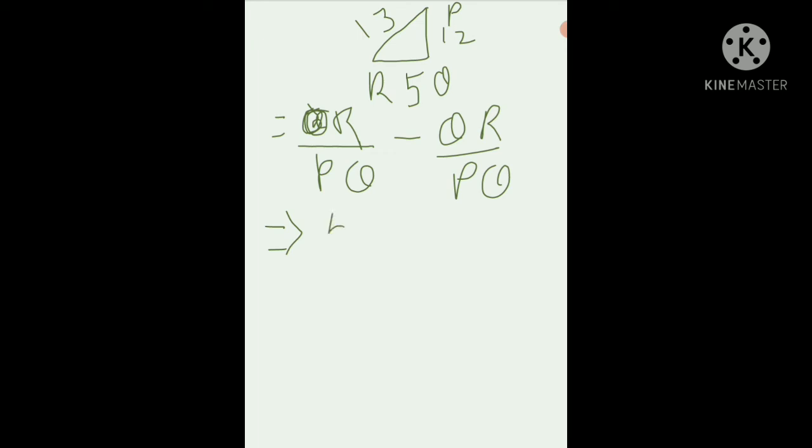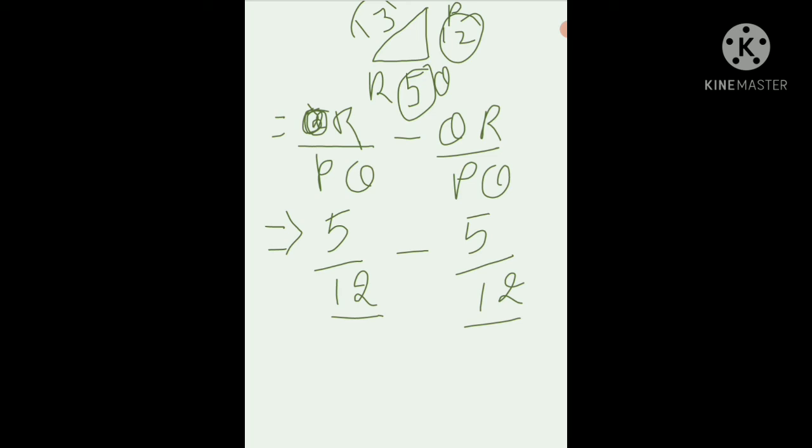Now what we will do, you see in the figure, QR is how much? QR is 5, so we will write here 5. And PQ is how much? PQ is 12, so we will write here 12. Then minus, again QR is 5 and PQ is 12. Understood? Then you know how to solve this.